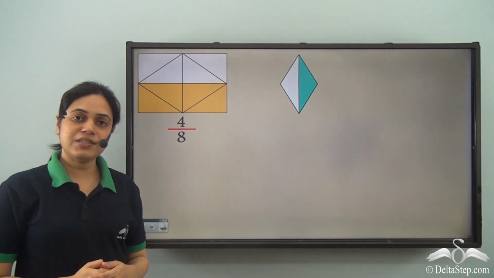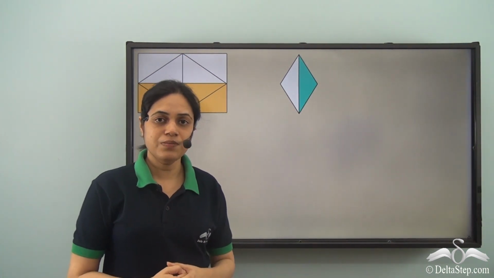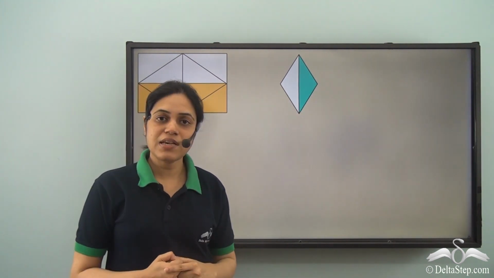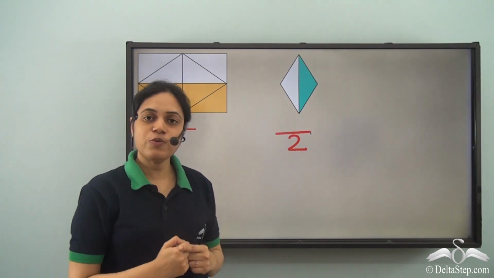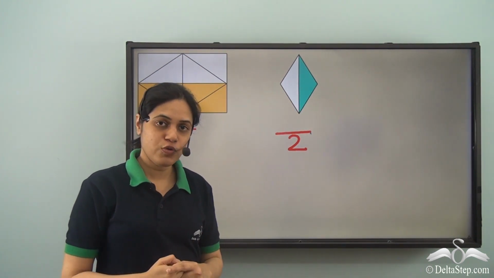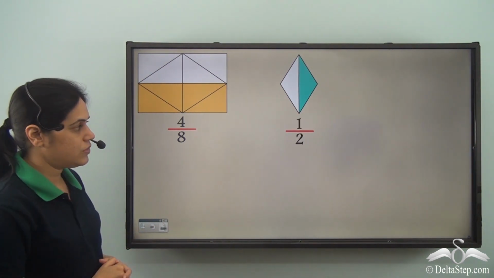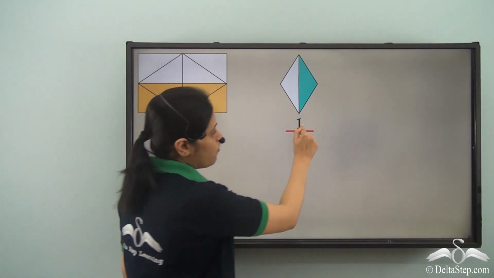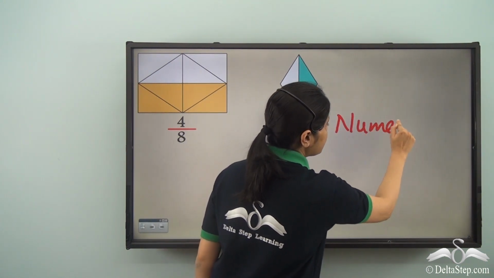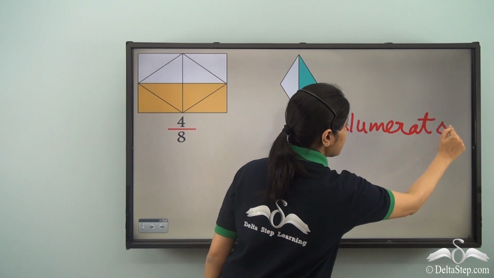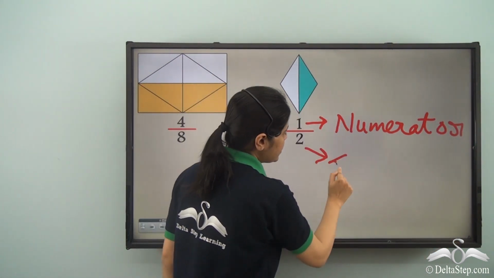Now if I consider this shape, how can you represent this colored portion? So how many equal parts are there? 2 equal parts. And this colored portion is 1 out of 2 equal parts. So I can write this as 1 by 2. Now in 1 by 2, 1 is the numerator. And 2 is the denominator.